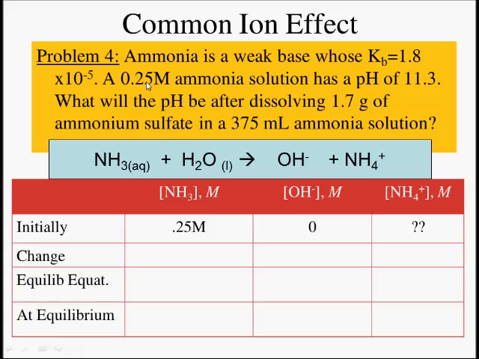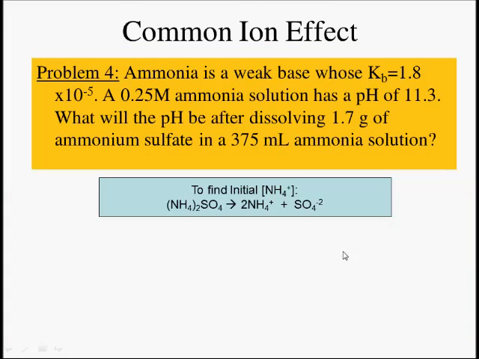Well, my ammonia concentration initially is 0.25 molar. Pop that in. Initially, none of it dissociates, so I have 0 hydroxide from the ammonia. And now, none of it makes NH4. However, I have another source of NH4. We have the ammonium sulfate that we're putting in here. So I have to figure out what my concentration of the ammonium ions would be from the ammonium sulfate. So we have to do a little work to do that.